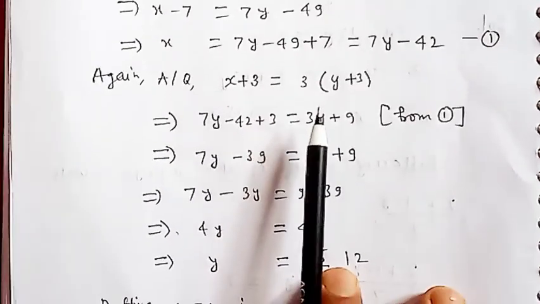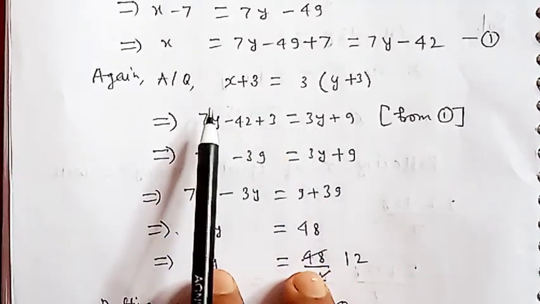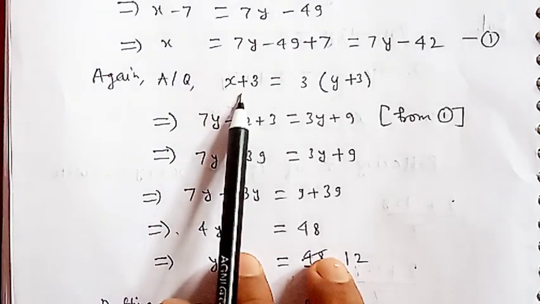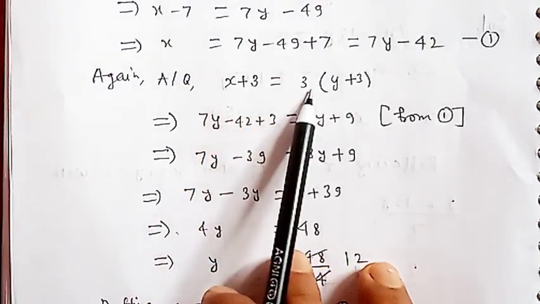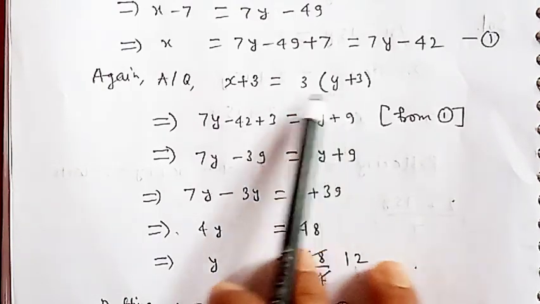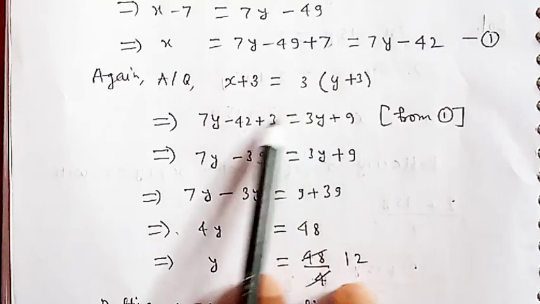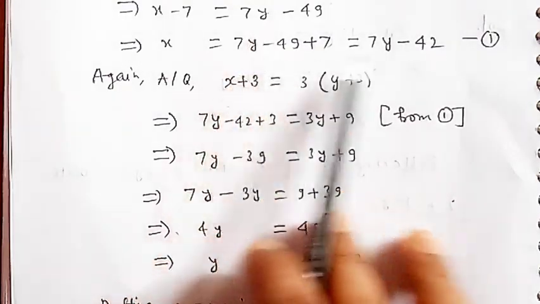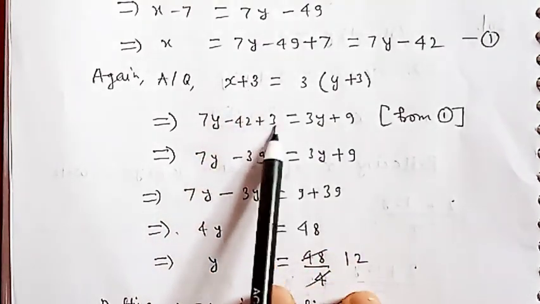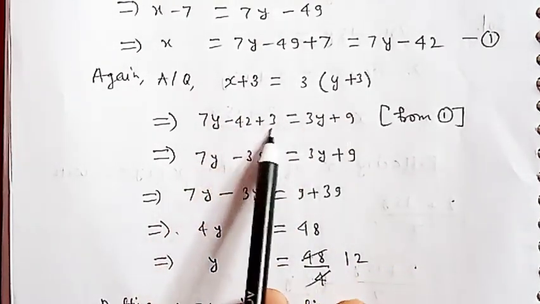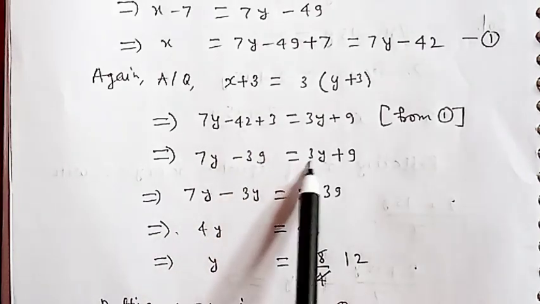Again, according to question, it is said that after 3 years from now, the age of Aftab is x plus 3. I shall be 3 times as old as you will be. Then the age of his daughter is y plus 3. x plus 3 is equal to 3 into y plus 3. From here, x is 7y minus 42 plus 3 is minus 39, 3y plus 9.